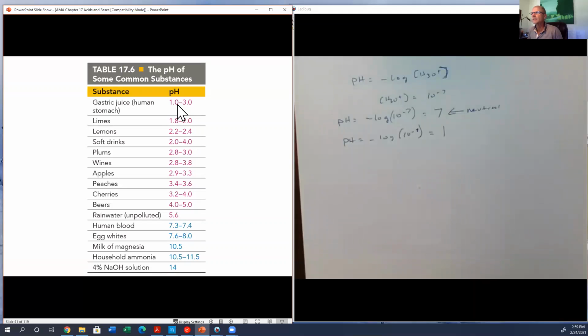The juices in our stomachs, pH 1 to 3, right? Some basic things, our blood is just very, very slightly basic, almost exactly neutral, but just a tiny bit basic. Egg whites, milk of magnesia, which is what you might take for heartburn, is basic, right? It neutralizes some of the acid in your stomach. Ammonia, sodium hydroxide solution.